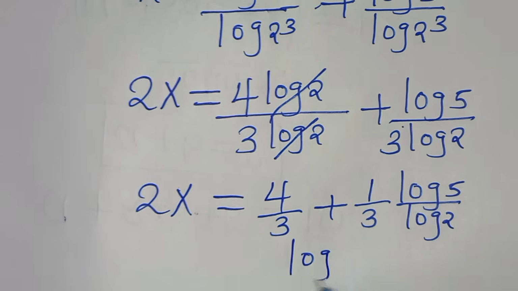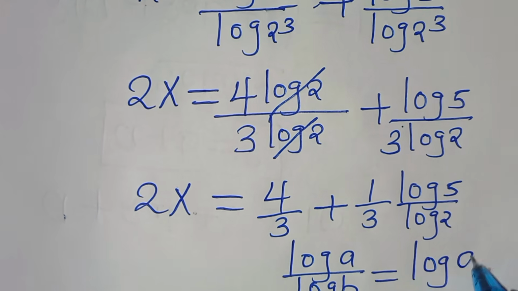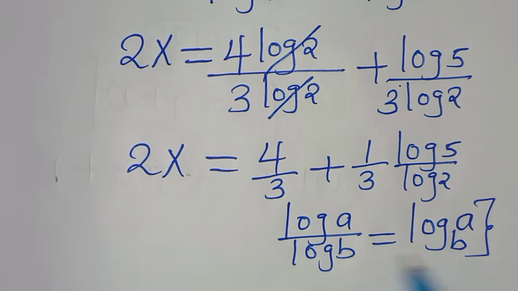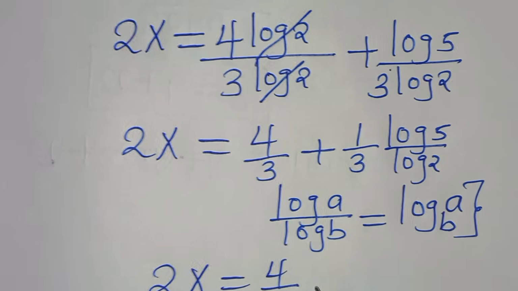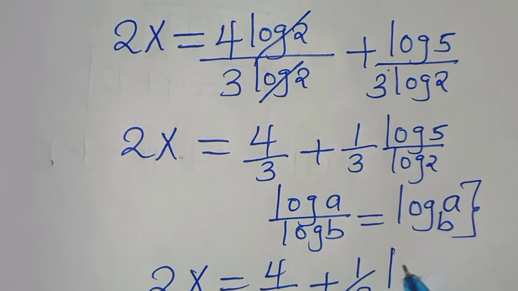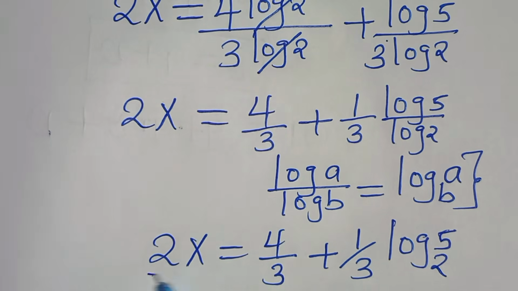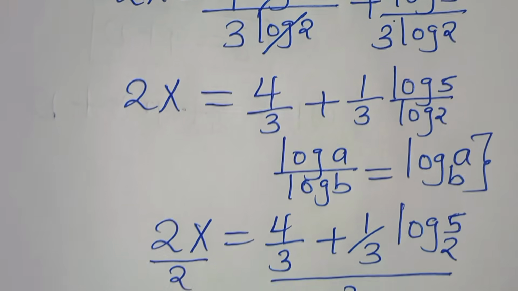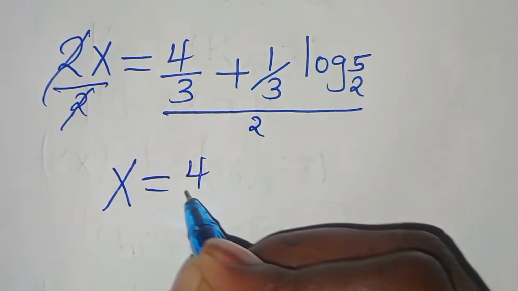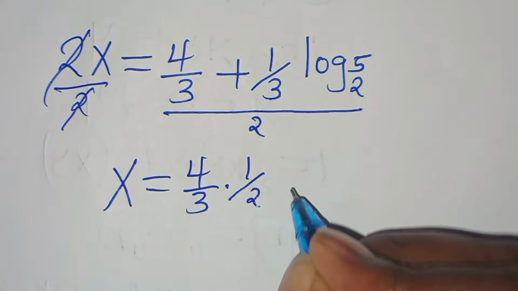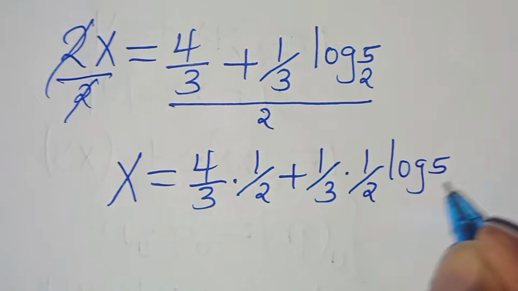Now, log 5 over log 2 is in the form of log a divided by log b, which we can express as log a to base b. Applying this logarithm property, we have 2x equal to 4 over 3 plus 1 over 3 times log 5 to base 2. Now, the next step is to divide both sides by 2, so that we have x equal to 4 over 3 multiplied by half, then plus 1 over 3 times 1 over 2, then log 5 to base 2.